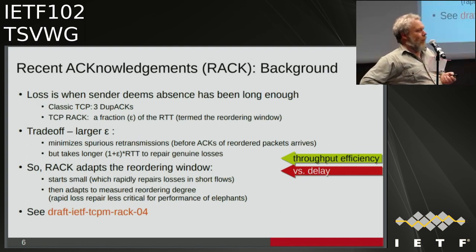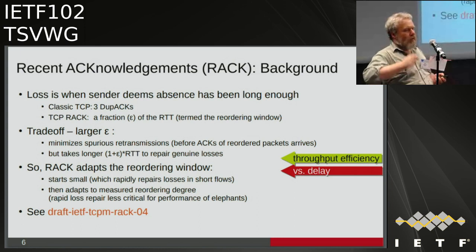So quick background on RACK. Loss normally is only at the transport layer, at the end-to-end layer. You can't actually know there was a loss in the network. You can only deem that you think there might have been a loss because packets are arriving and there's been a hole, because the packet might arrive later. Now, classic TCP uses the 3 DupACK packet rule. TCP RACK uses a fraction of the round trip time, termed the reordering window. So it arms a timer when the next packet arrives after the gap, and then if after that time the packet hasn't appeared, it deems it lost.